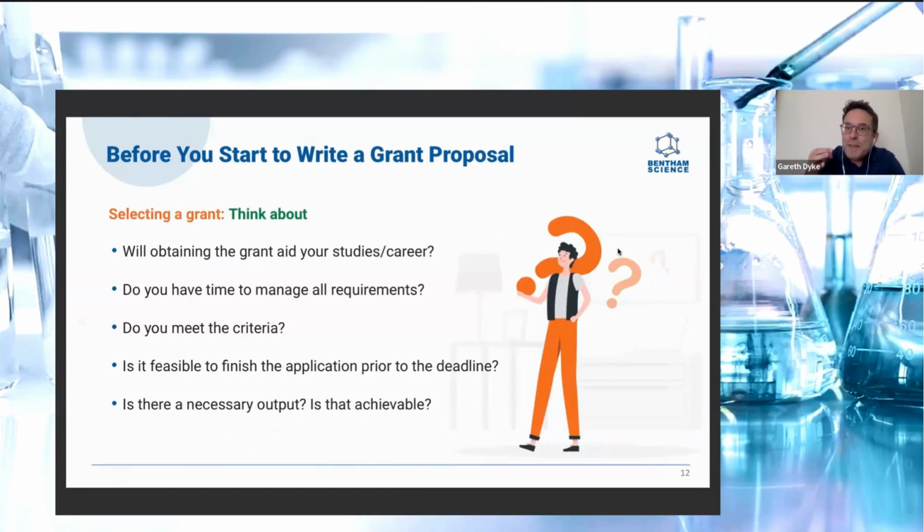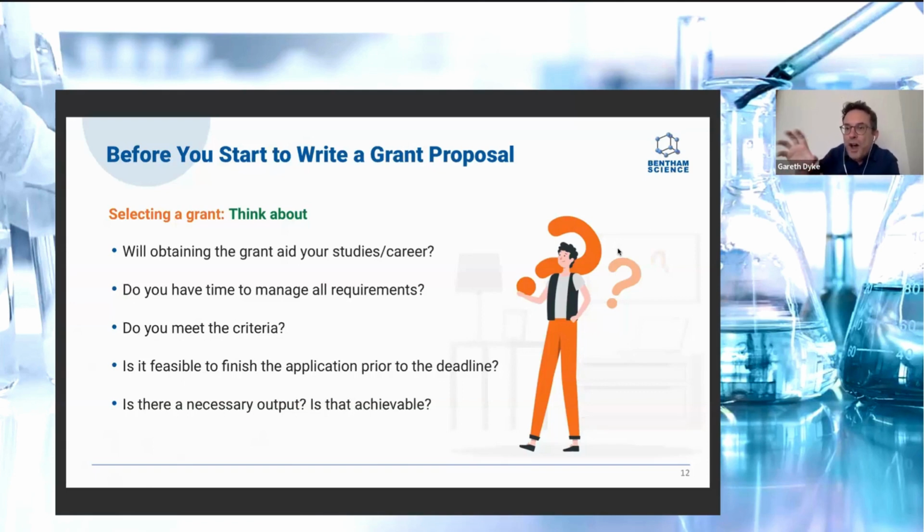And then when you begin the writing process, it's also important to think about, will obtaining this grant help me in my studies, in my career? Don't get sucked into the trap of just applying for grants for the sake of it, or because you think you need the money. Do you actually? Do you have all the time required to manage this proposal should it get funded? Do you meet the criteria?